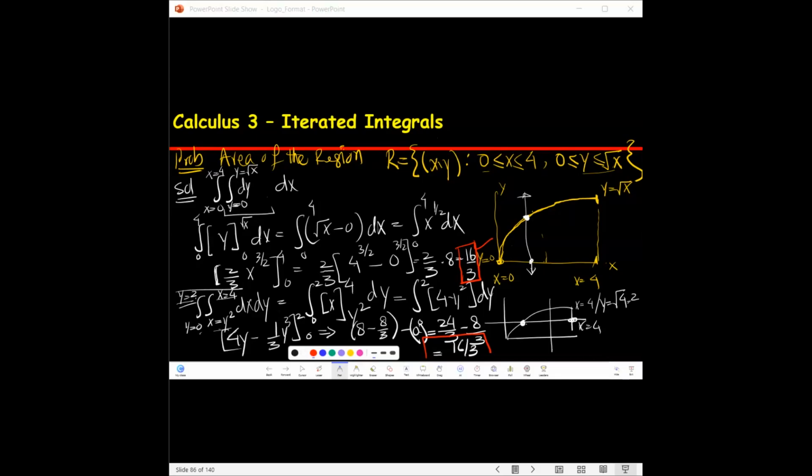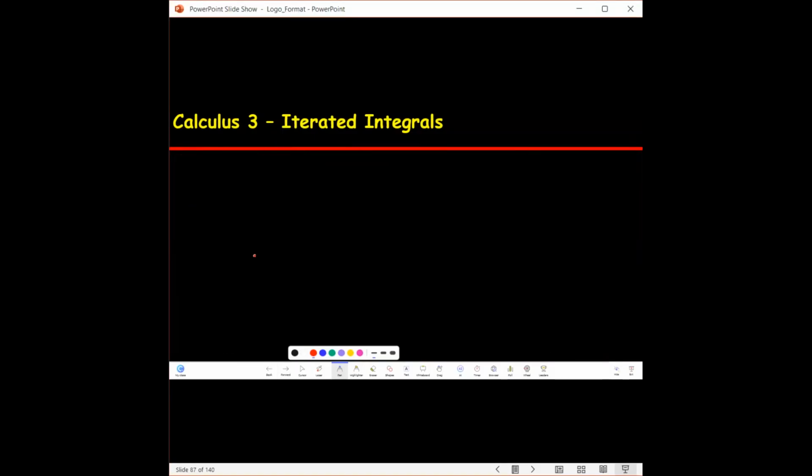Let's look at the next problem. Here we are finding the area of the region. And the problem is giving something that looks like this, just a picture. The picture is given like this.